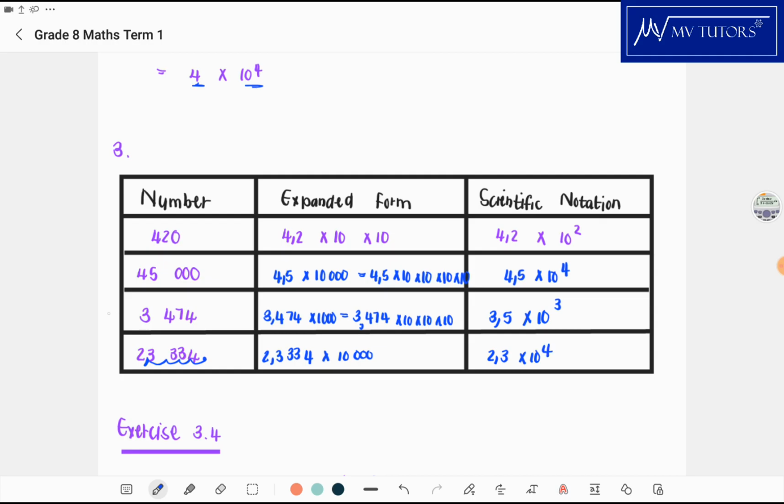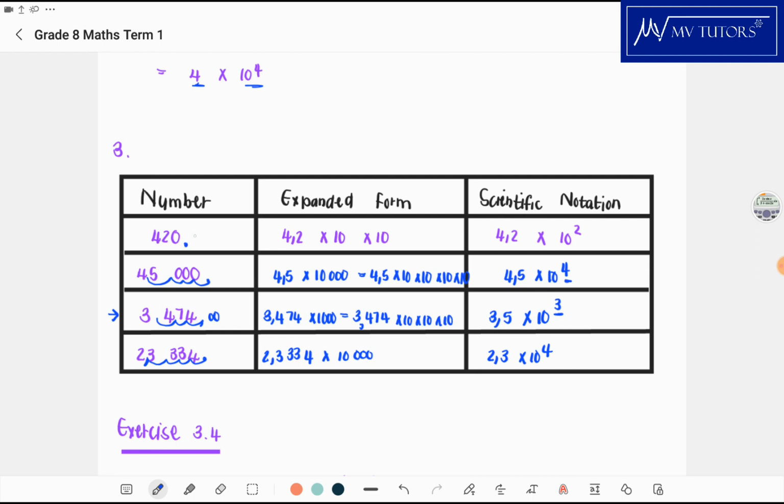Now, what did I just do here? Let me just show you with this example. If I have 3,474, initially my comma was here. How many times did I shift it? I shifted it 1, 2, 3 times. So I can say 3,5 times 10 to the power 3. Even here, if the comma was there, I can take it back. So 1, 2, 3, 4. So I have 4,5 times 10 to the power 4.